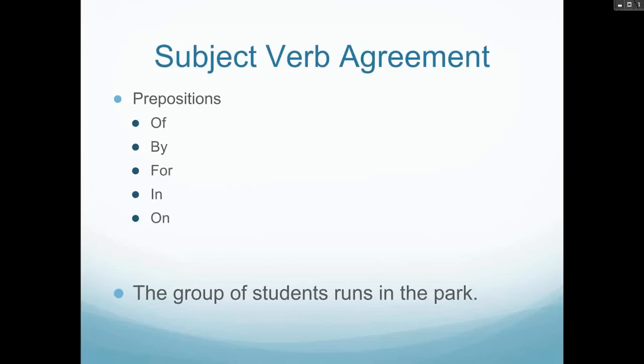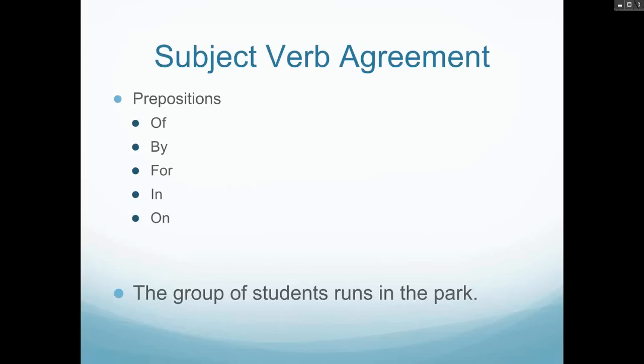Many students who take the SAT will be tripped up by a question like this. Here, the subject of the sentence is group. That's a singular subject. So we need a singular verb. So we wouldn't say the group run in the park. We would say the group runs. But many people will look at the word students and mistakenly think that it should be run. So students run. The reason those prepositions are listed there is once you have a preposition, the word after the preposition is not the subject of the sentence. Okay? The word before the preposition is going to be the subject. So here it's the group runs in the park. And hopefully that example makes sense to you.